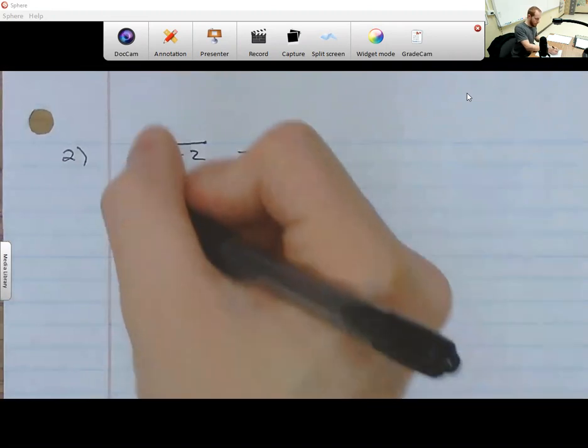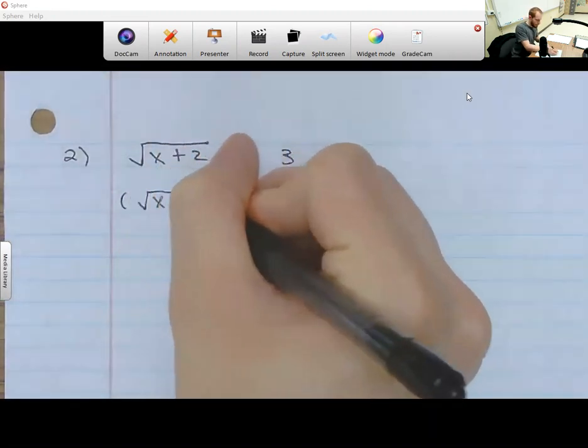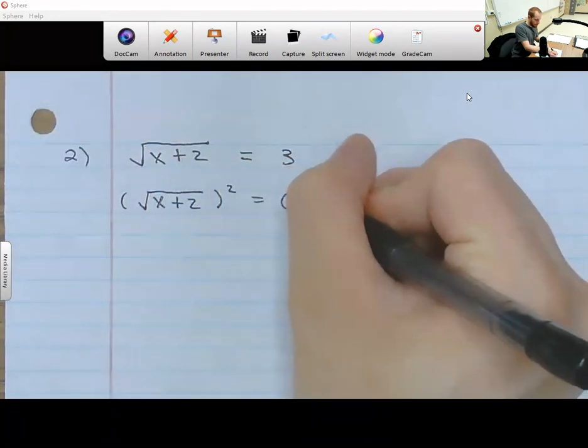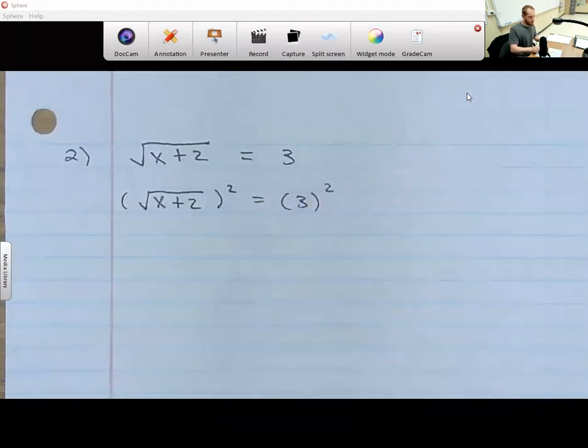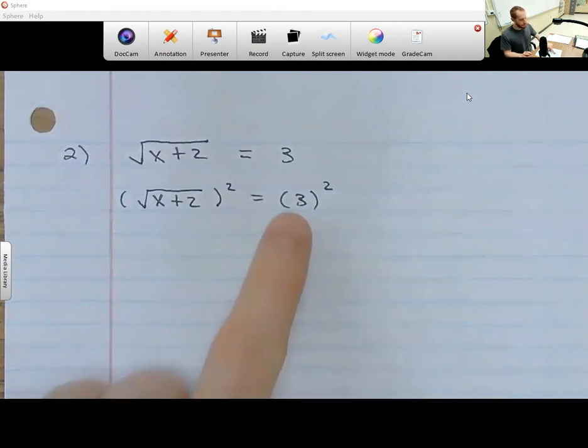So I'm going to take this and put it in parentheses and square it. And then I'm going to take this side and square it. Basically, I'm putting both sides in parentheses and squaring it. The reason I'm using parentheses is that sometimes you have a negative number over on this side and you need to make sure you're getting that negative inside of the parentheses before you do anything. It just makes it a little bit cleaner and easier. Okay?